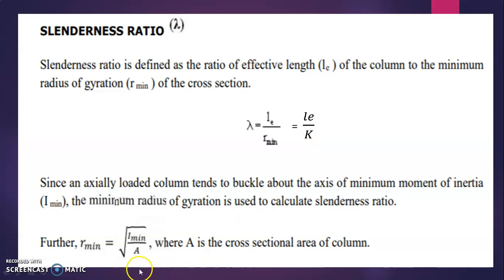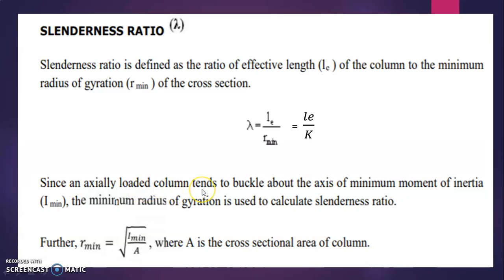Radius of gyration is nothing but the square root of the ratio of the moment of inertia to the area. So you can calculate the minimum radius of gyration, R minimum or K, which is equal to the square root of I minimum divided by A. A is the cross-sectional area, I is the moment of inertia.